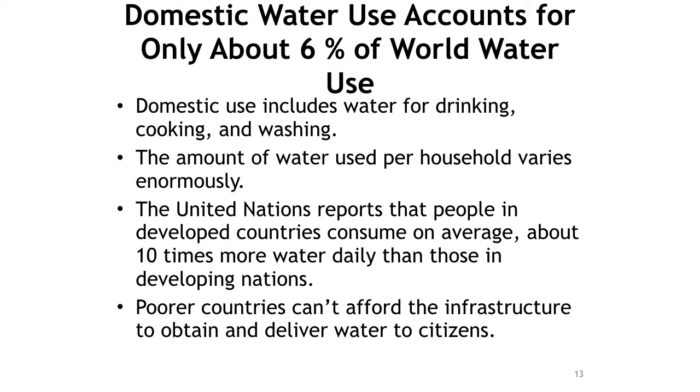Domestic water use for drinking, washing, and cooking accounts for only about 6% of world water use. Amounts of use vary with wealth, however. The United Nations reports that people in developed countries consume on average about 10 times more water per day than those in developing nations. Poorer countries often can't afford the infrastructure to obtain and deliver water to citizens. When a city cannot pipe safe public water to neighborhoods, residents have to buy high-priced water delivered by truck. The cost of this water can help keep families in poverty, but they have little choice. Providing clean water to poor populations is one of the primary aims of international development organizations.